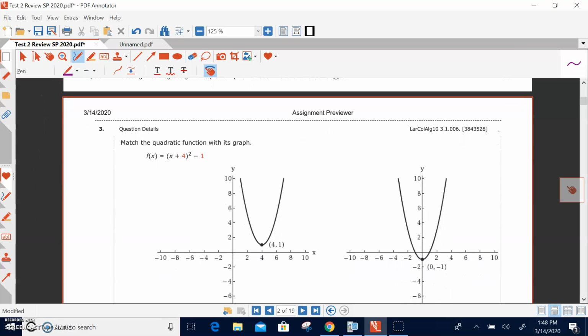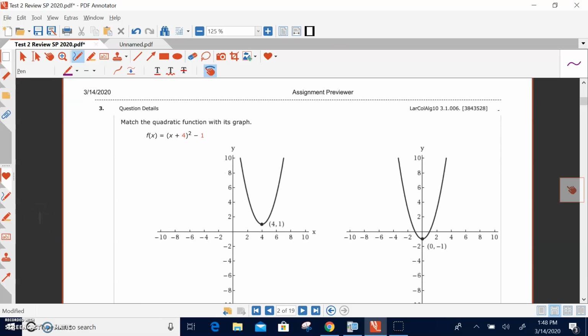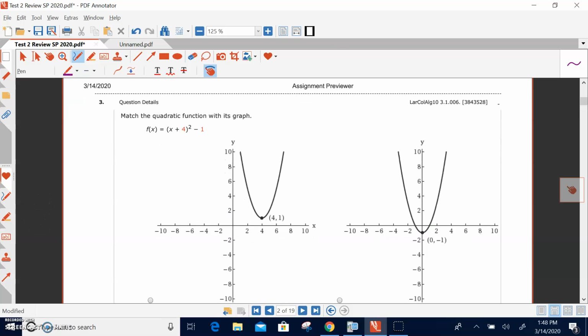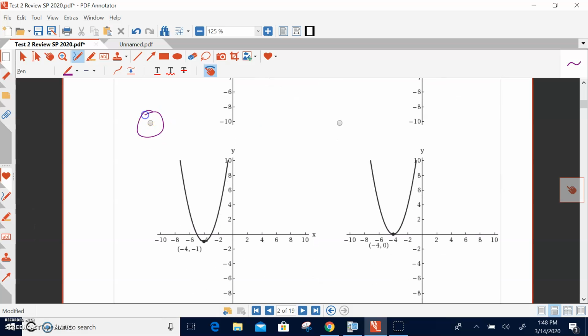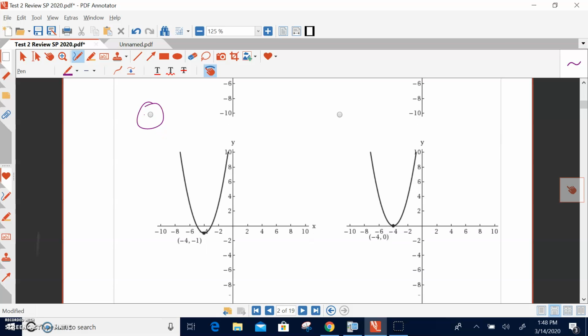Okay, match the quadratic function with its graph. Well, we know from our work with functions earlier when they are the transformations. This is going left 4, down 1. So which one went left 4 and down 1? Down 1, excuse me. Looks like it would be this guy. You could also graph it on your calculator and check it out. But that one's going left 4, down 1. We are good.